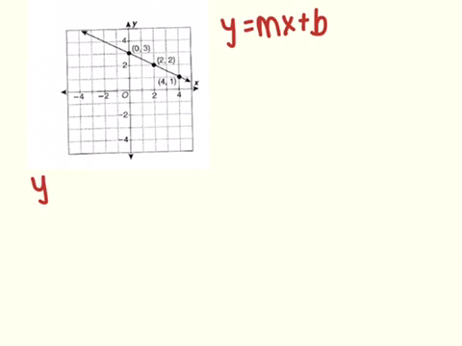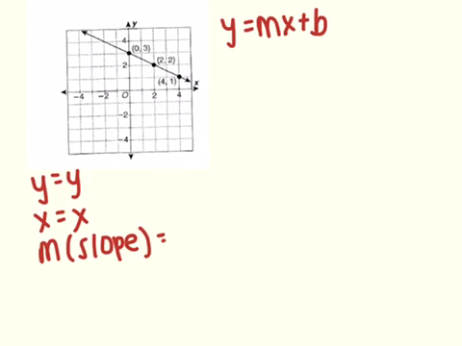So we know y stays the same when we're writing an equation like this. X also stays the same. We need to solve for m, which is our slope. We don't know what that is. And we also need to solve for b, which is the y-intercept. And we don't know what that is. So let's start with b.